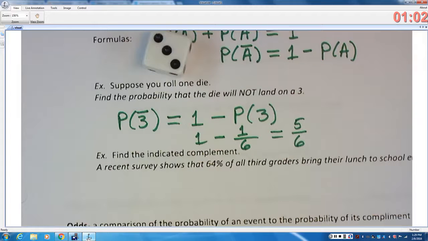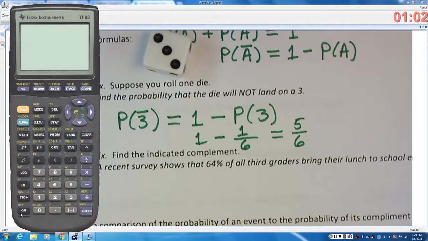But I can show you your calculator does this. You're allowed to use your calculator on the test. So you can do 1 minus 1 divided by 6, enter, and then you press math, and that's to fraction, enter, enter, and it does the fraction for you. So if you struggle with fractions, you can use the calculator. But it helps if you know fractions, though, to know if you got a reasonable answer.